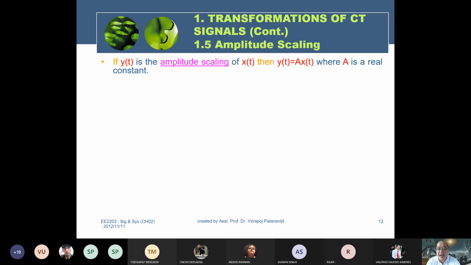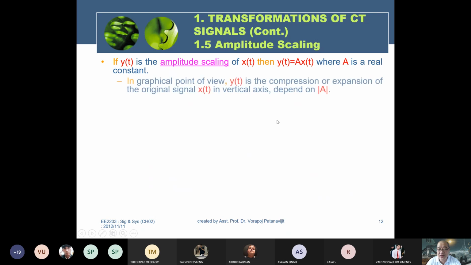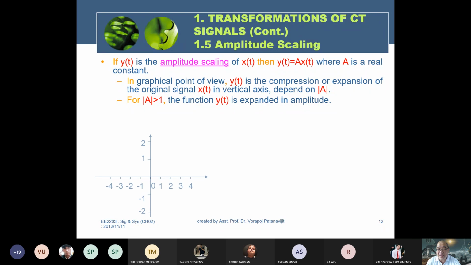If yt is the amplitude scaling of xt, then yt equals a times xt, where a is a real constant. You see that in this case a is multiplied in front of x, not in front of t. From the graphical point of view, yt is the compression or the expansion of the original signal xt in the vertical axis, depending on the absolute value of a.